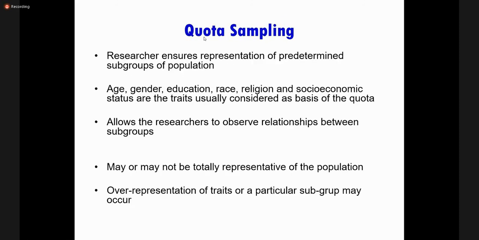Then comes quota sampling. The researcher ensures representation of predetermined subgroups of the population, as the name depicts the quota. Quota means a subset, a subgroup. We are talking about a group with a particular kind of characteristics. So in this, the researcher ensures representation of predetermined subgroups of the population, let's suppose age, gender, education, or ethnicities, and this allows the researcher to observe relationships between subgroups. It may or may not be totally representative of the population, and over-representation of one kind of group with particular characteristics may occur.